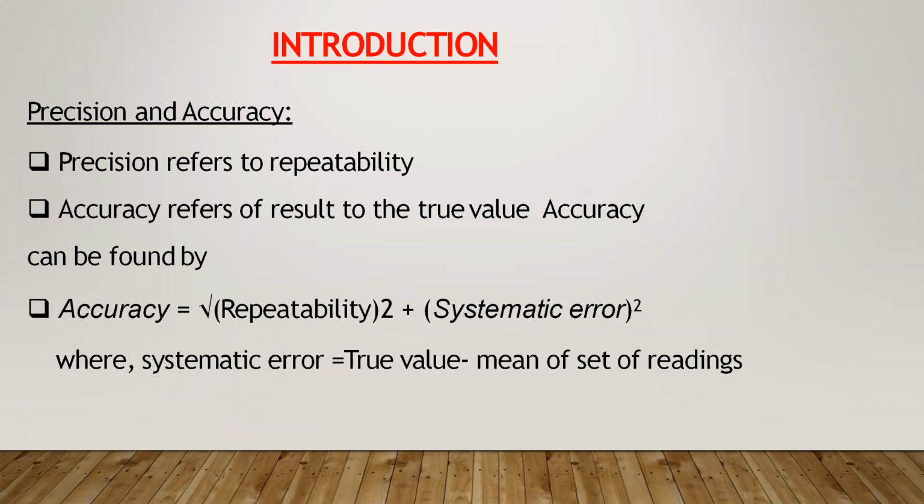So coming to the standard short answers, first one is precision and accuracy. Precision refers to the repeatability of an element. So precision refers to the repeatability, that is the standardness, and accuracy refers to the result to the true value.